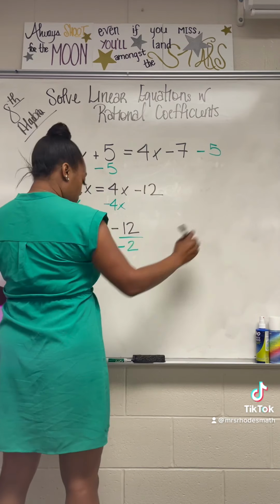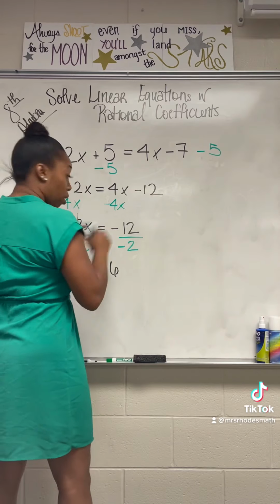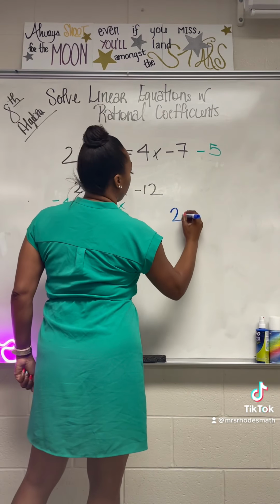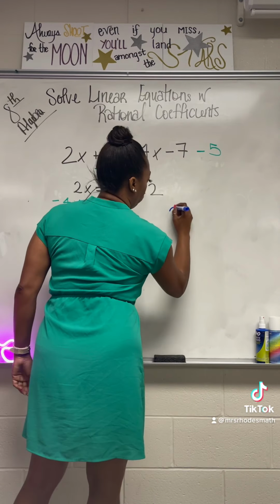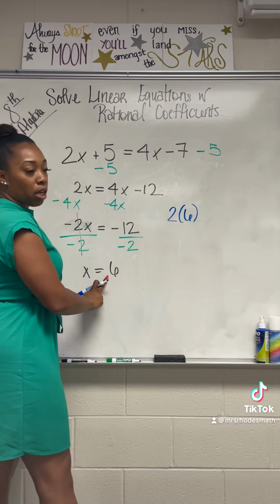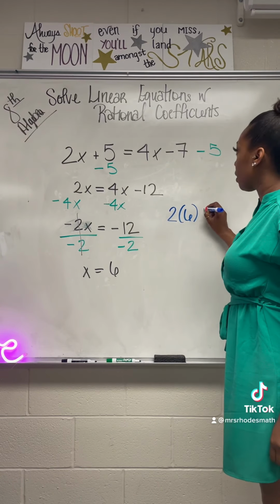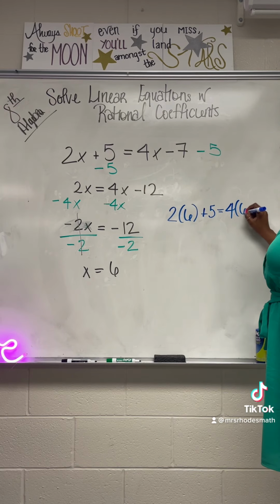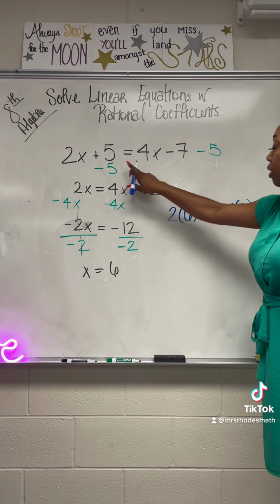What I usually do is, in another color, well, here we go, blue, we'll rewrite our problem. And everywhere our variable existed, we will replace it with what we solved x to be. So 2 times 6 plus 5 equals 4 times 6 minus 7. And that's our original problem, because here it is.